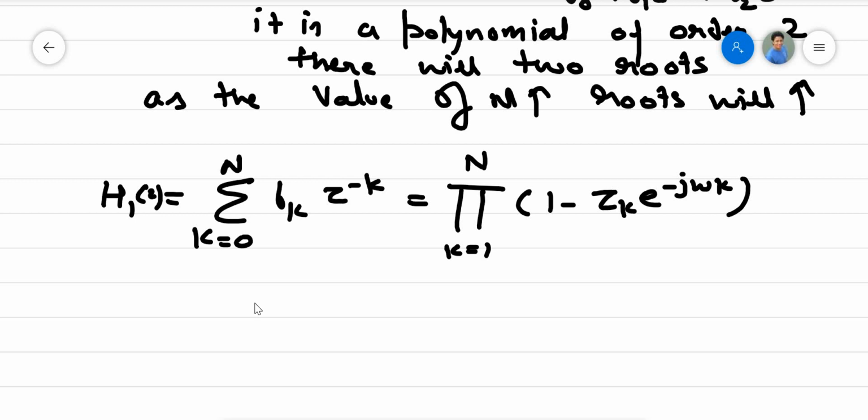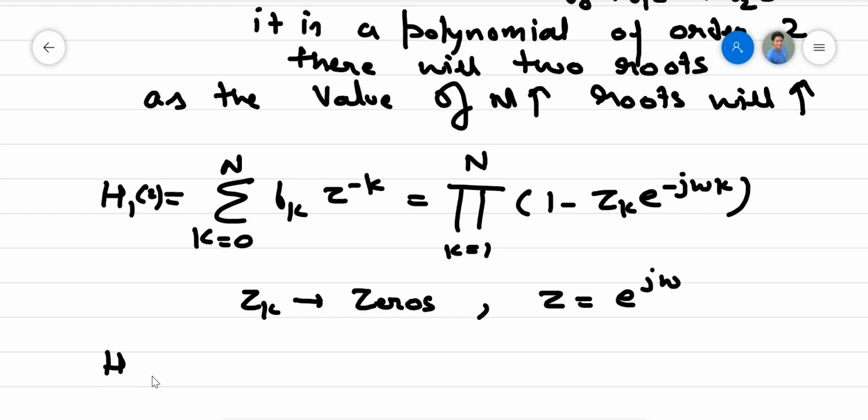First, we have written the roots as z_k. z_k is called zeros, as H1(z) is at the numerator side, and whatever values z_k takes will make H1(z) equal to 0, and when H1(z) is 0, H(z) will also be equal to 0. That's why it is called zeros, and we have written it as z_k, and we have put z equal to e^(jω). So we have substituted both together, so that's why our equation is like this.